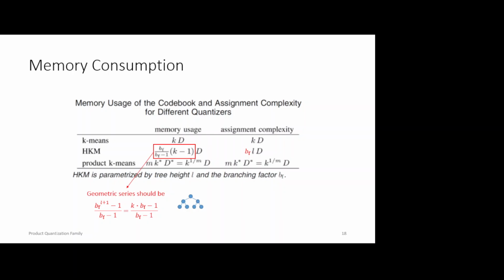And for the assignment, it's also very fast. You just need to check each segment, and in each segment you check k star centroids, each centroid is d star dimensions. So the total complexity is also very efficient. So you can see, by using PQ, you get the advantage of being very memory efficient, and also the assignment is very fast. Any problems?